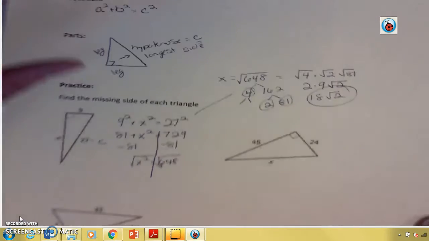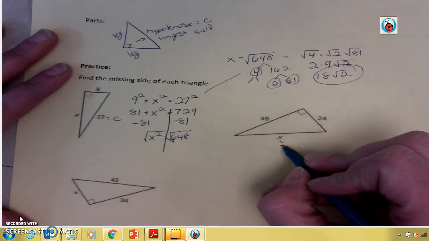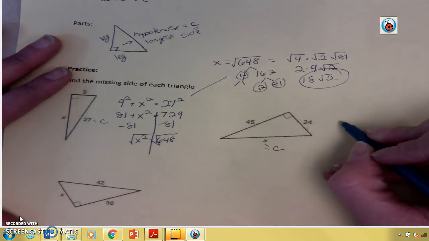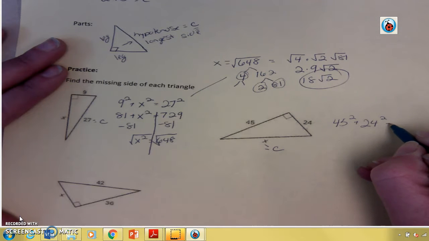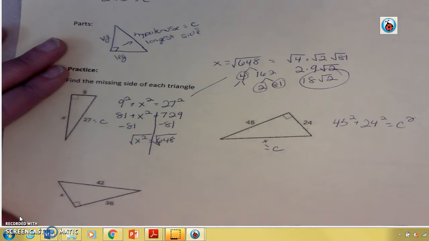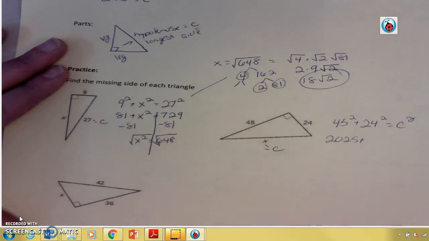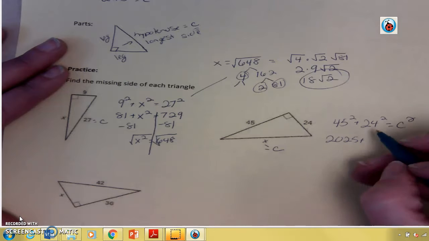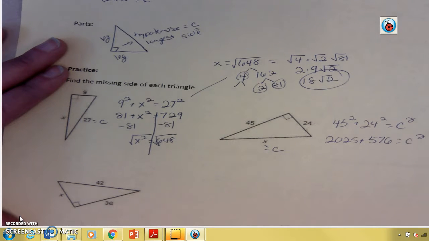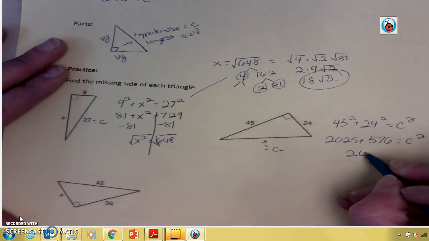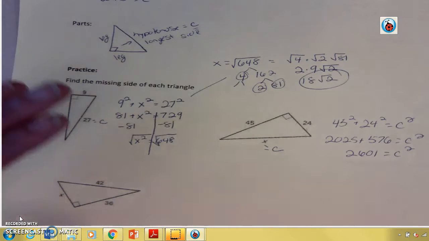Okay, our next one here. So this one, I'm going to start with my C. That's my C. Those are my A and B. It doesn't matter which one is which, so I'm going to say 45 squared plus 24 squared equals C squared. 45 squared is 2025. 24 squared is 576 equals C squared. So this one is kind of a yucky one.